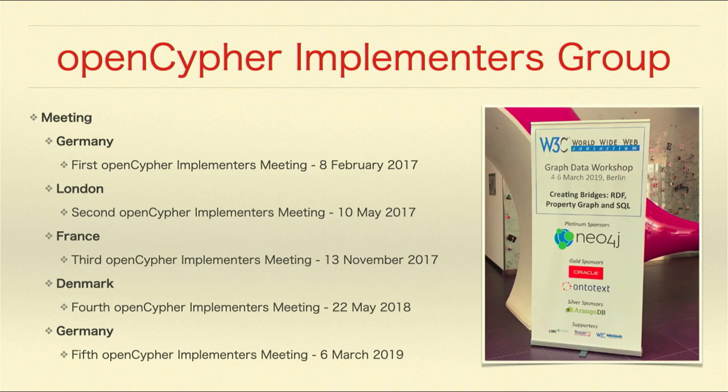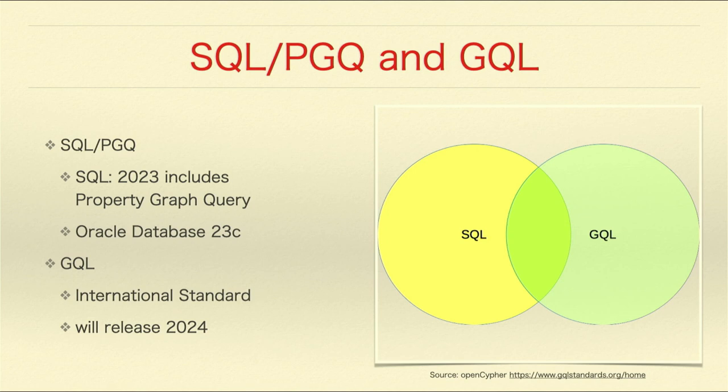Okay, I joined the OpenCypher implementers group and, before that, the GQL group. There are two types of graph access language: SQL/PGQ and GQL. SQL:2023 includes property graph queries. It's a new one, and Oracle Database 23c has this function. And GQL, an international standard, will be released next year, in 2024.